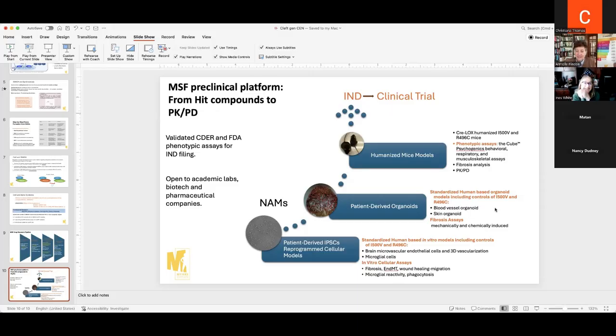And we also have the mice models, humanized mice models. We have two I500V models, one at Harvard and one at the Institut Imagine in Paris. But we as a foundation are developing the R496C mice with a very special design so that we can test gene editing directly in vivo in these mice. Okay, thank you.